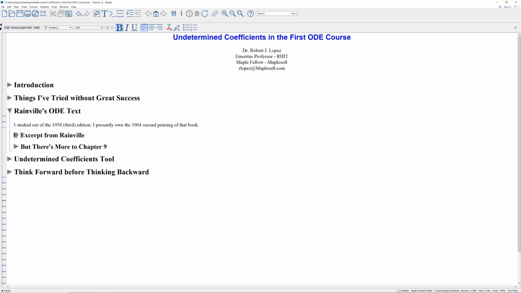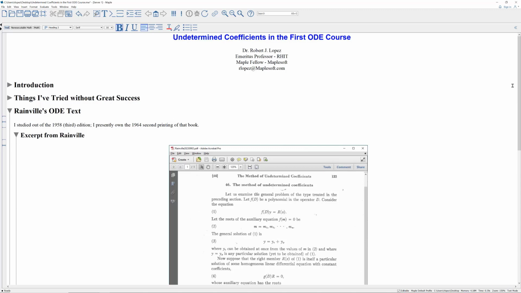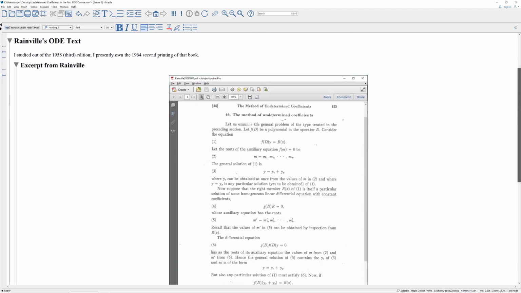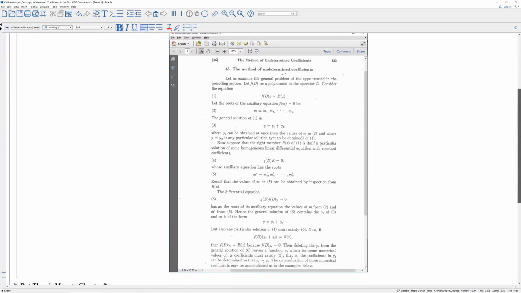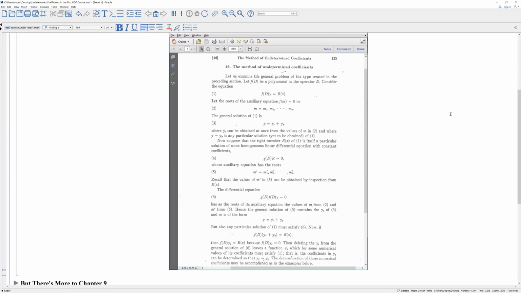So here is an extraction from Rainville's text. I copied it and pasted it in here so that I wouldn't have to be going back and forth to alternate files and so forth. So, section 46, method of undetermined coefficients. He looks at the differential equation, operator on y is a right-hand side. Well, this is notation he's developed, so it's not that hard to read.